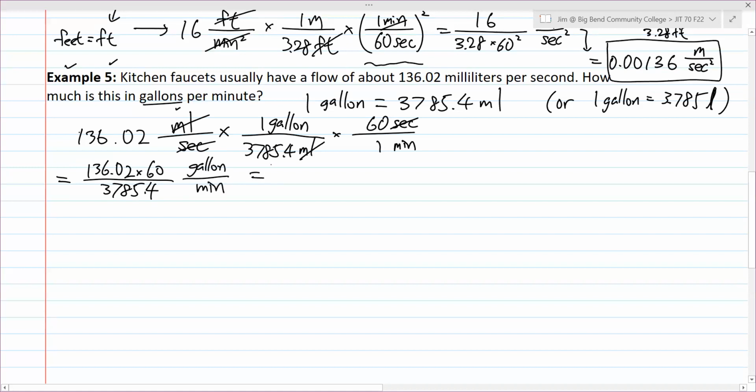Then you plug in all the numbers into your calculator. Then you have 2.1. They don't have rules about the decimal places, so you can make up whatever you want. That'll be 2.16 gallon per minute. All right, problem solved. So whenever you convert a unit, you have to apply the fraction method like this all the time.